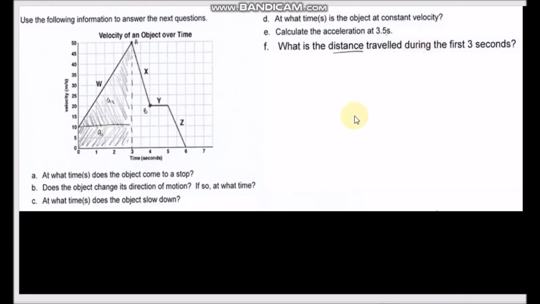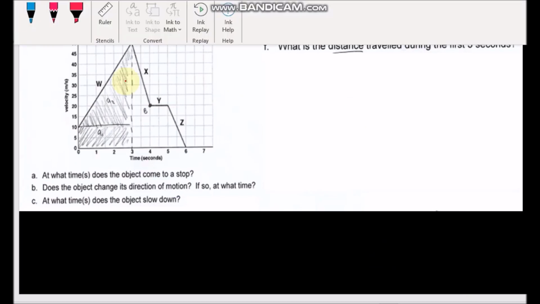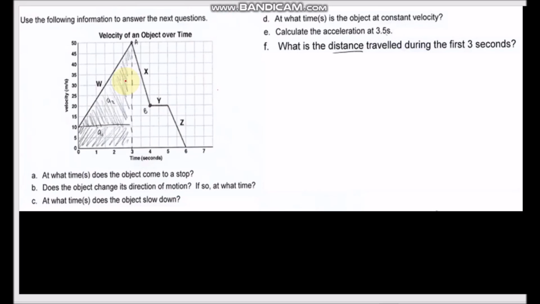Now let us see this exercise. Use the following information to answer the next question. Now we are looking at the graph, to answer the following questions. This is the velocity time graph. Good. Now we are answering these questions.